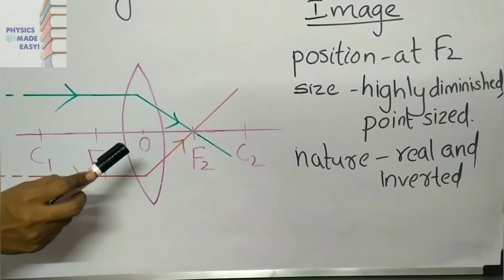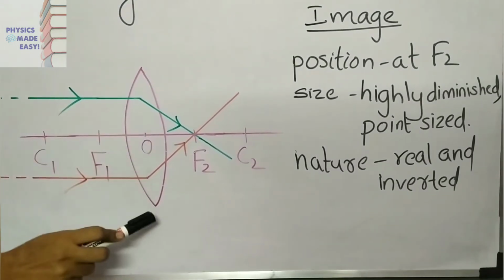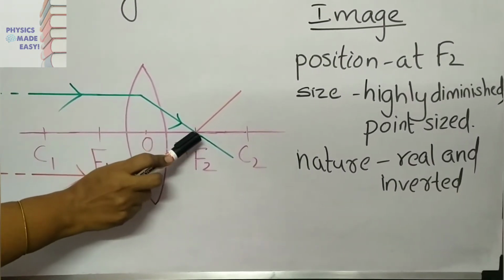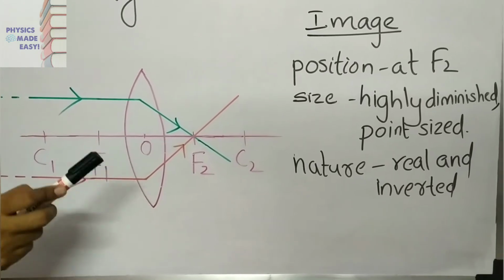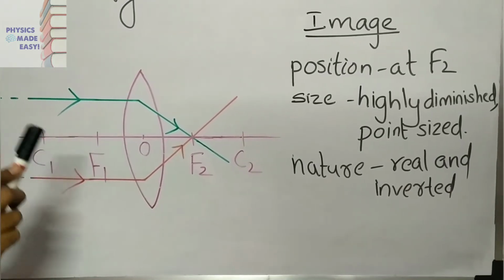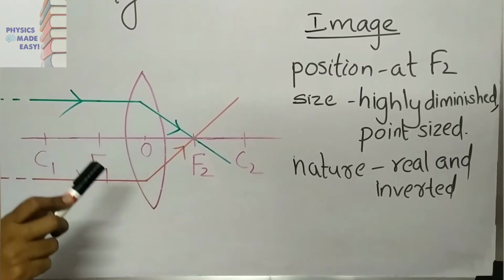Then what about the nature? You know in case of convex lens this principal focus, that is real focus. So from that we can say its nature as real and inverted.